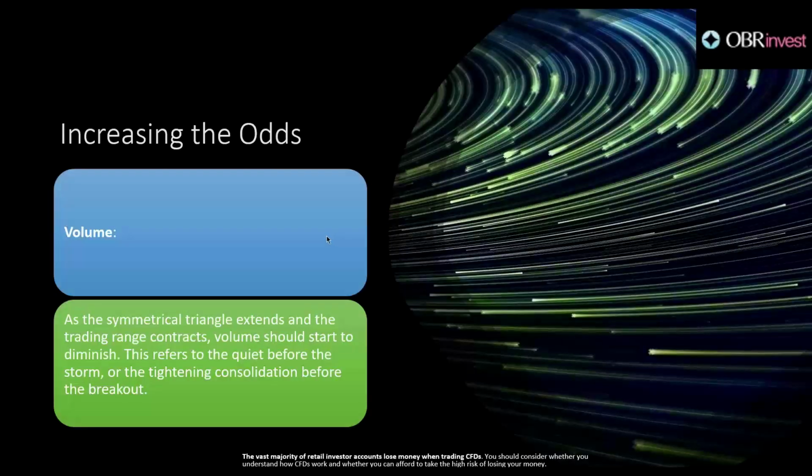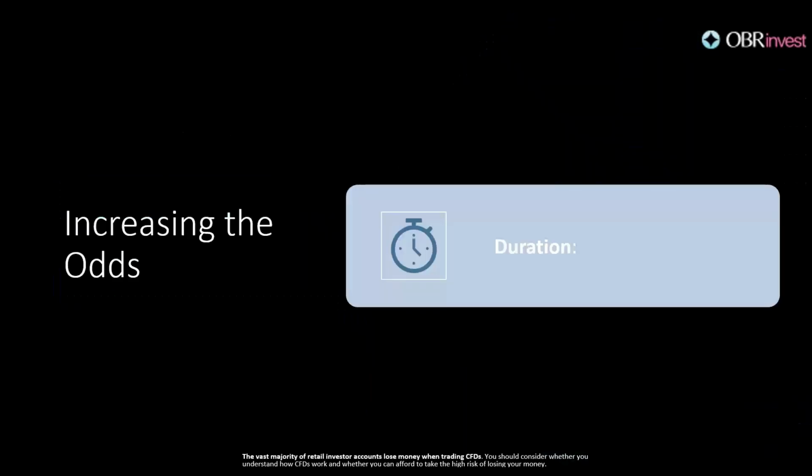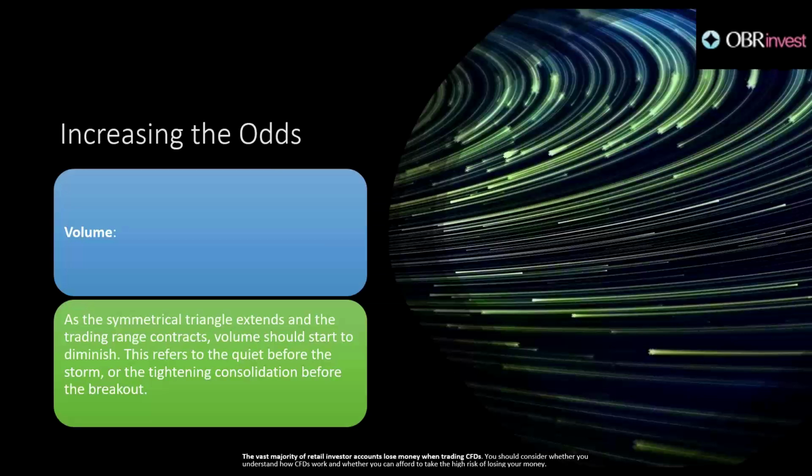Now, volume is your ultimate ticker. As the triangle extends and the trading range contracts, volume should start to diminish. This is referred to as the quiet before the storm, or the tightening consolidation before the breakout. So once we get the breakout, we should see a jump in volume. If you do not see a jump in volume, be assured it's a false breakout.